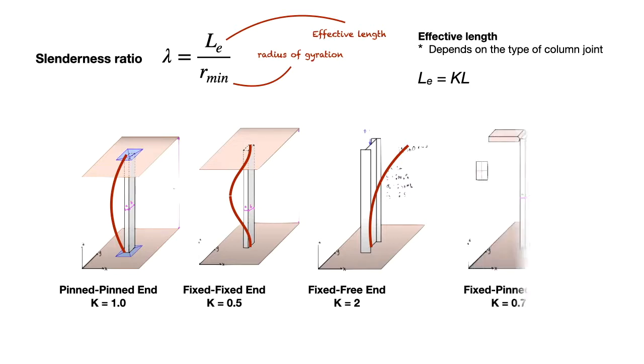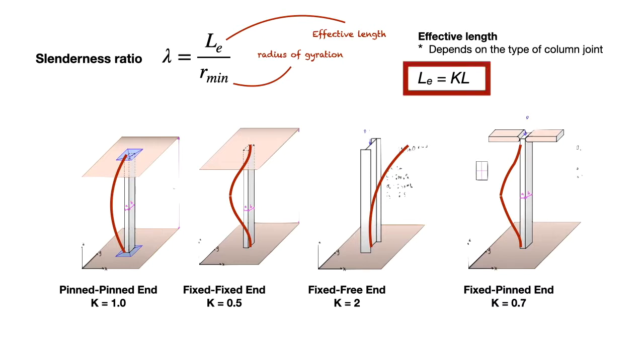The fourth type of joint is when only one end is pinned to the structure while the other end is fixed. This type of joint will likely buckle like this. It has more buckling range compared to the fixed end. Therefore, the K value for this type of joint becomes 0.7. So, in order to get the value of the effective length, you have to multiply the actual length of the column by the K value. This K value depends on the type of joint for the column, whether it is a pin end, fixed end, fixed free end, or fixed pin end.